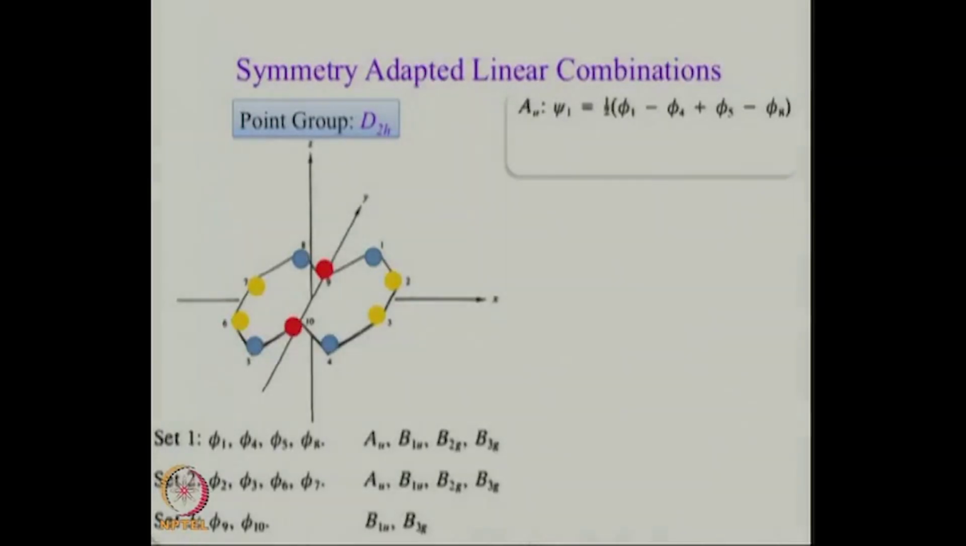So, we have to go one by one. Okay. Let us start with Au. Oh, I have given you the answer, unfortunately. But you have the character table, try doing it yourself. Take phi 1 and make the projection operator of Au operate on phi 1 and tell me if you get phi 1 minus phi 4 plus phi 5 minus phi 8 or not.